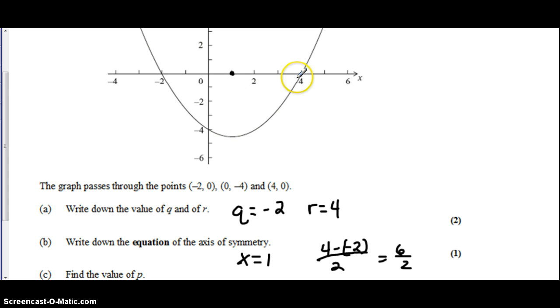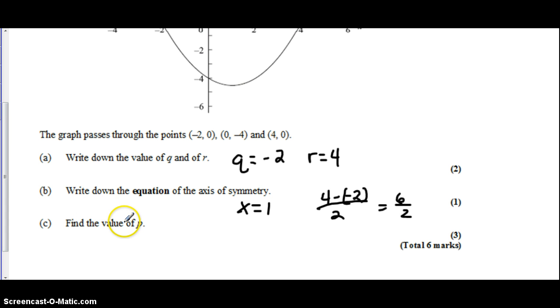So using your knowledge of the roots, they have to be symmetric, you can determine the equation of your axis of symmetry. There's probably several other ways to do it, but that might be the fastest. So realizing that the midpoint would have to be 3 counts away from both of the roots.